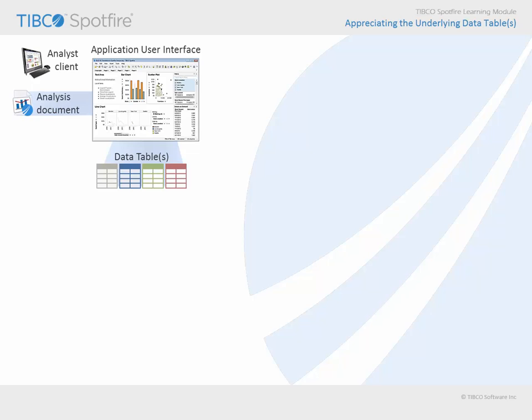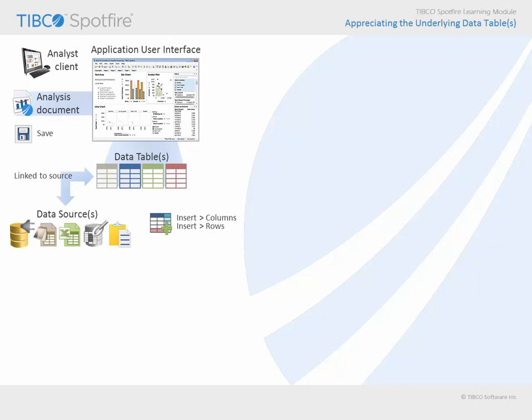In fact, we could add another layer to the model, the data sources layer. Data must come from somewhere, and in most cases, the path to that data source is all that is saved within the analysis document by default. If you use insert columns or insert rows to add data to an existing data table, there may be more than one path to the various data sources saved as part of the analysis document.